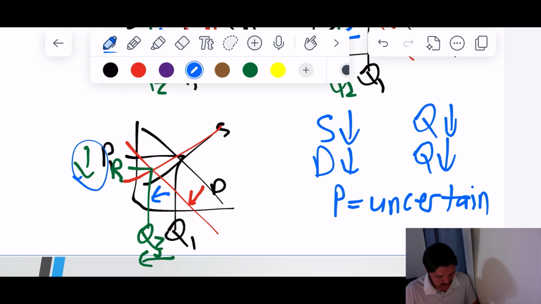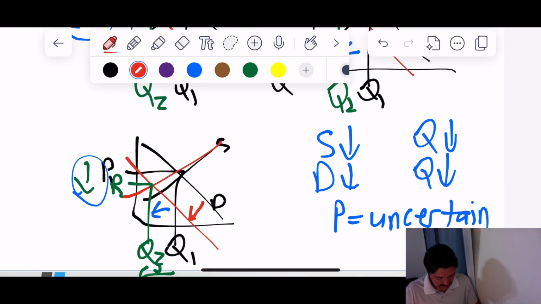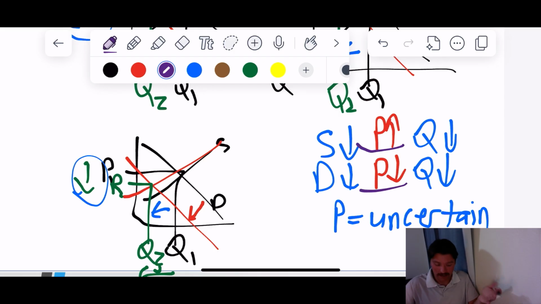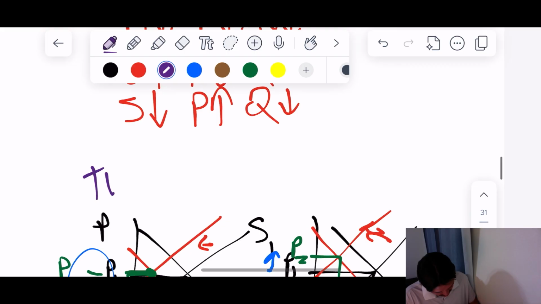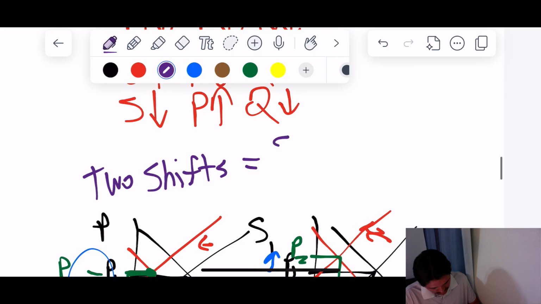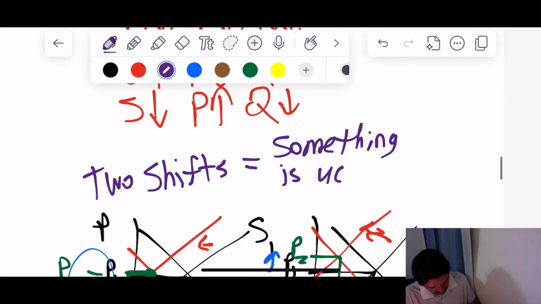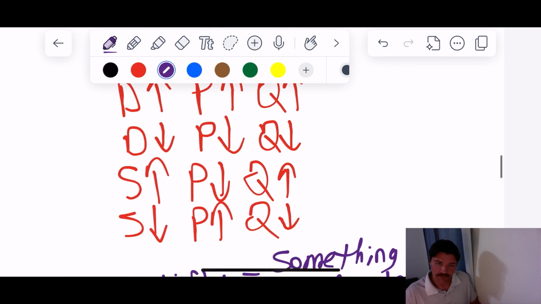So let's look at that real quick. Because we have a lower supply, that's higher prices. Because it's a lower demand, that's lower prices. See right here, higher, lower. I don't know what's happening. Price is uncertain. A key thing to remember here is that whenever you have two shifts, something is uncertain. And you're going to use these arrows right here to help you out.